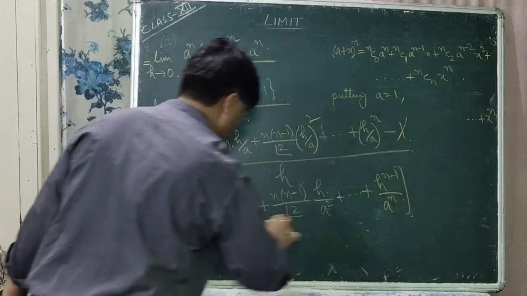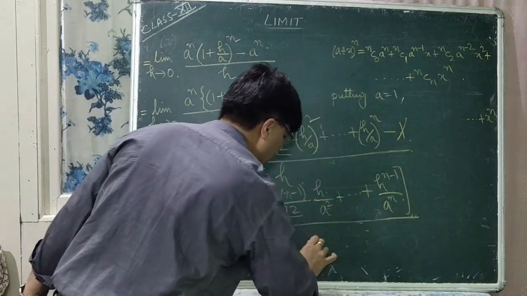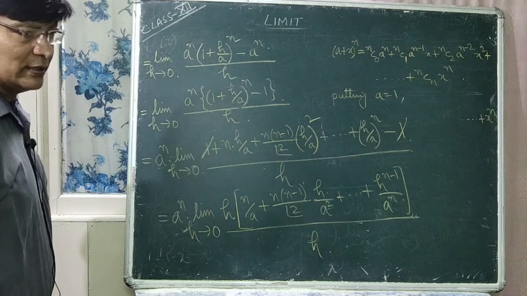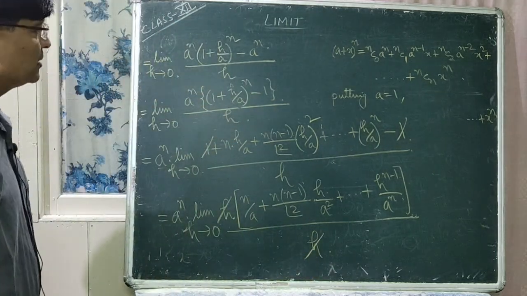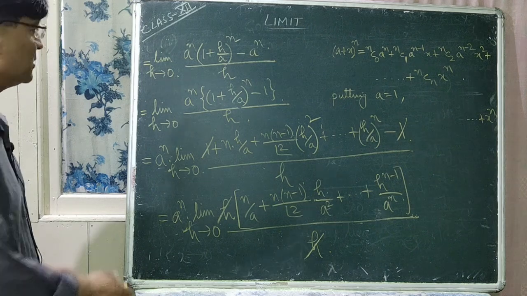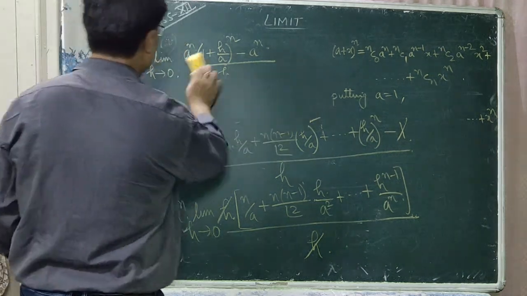So third bracket is closed, and what do we get here? We get h out there. So here h gets cancelled. So I think you have understood it. So let us simplify it again.